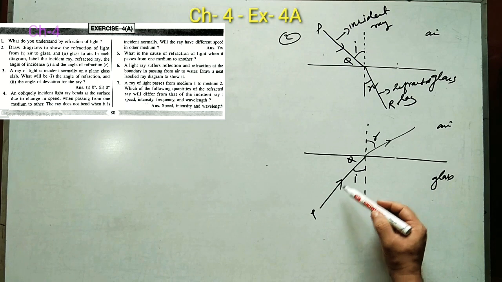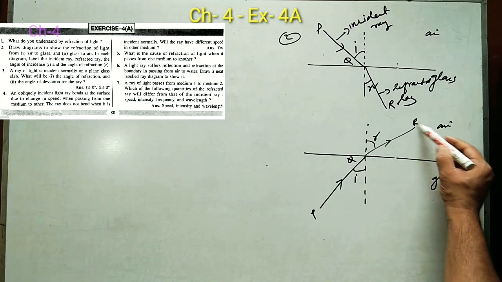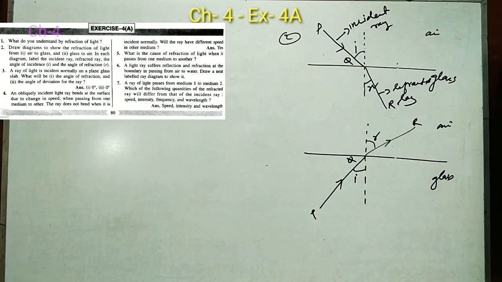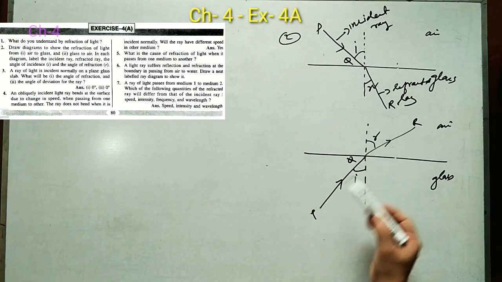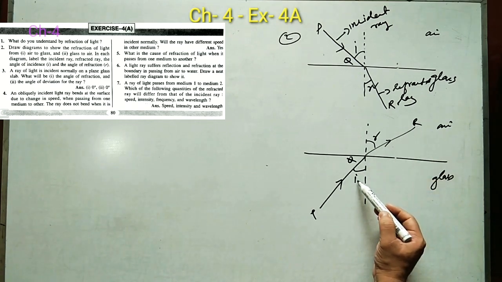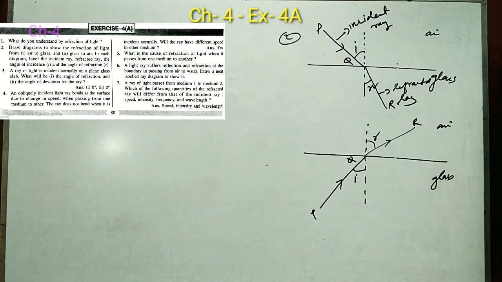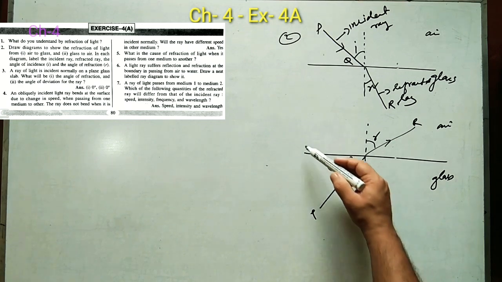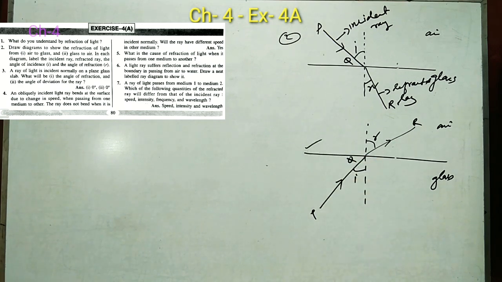So PQ is the incident ray, QR is the refracted ray. So you can write PQ incident ray, QR refracted ray, and label the angle of incidence and angle of refraction correctly. Alright, so that part is over. Now moving on to question number 3. A ray of light is incident normally on a plane glass slab. What will be the angle of refraction and angle of deviation of the ray?